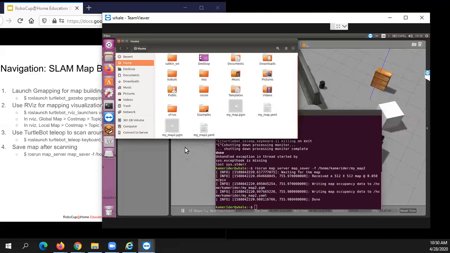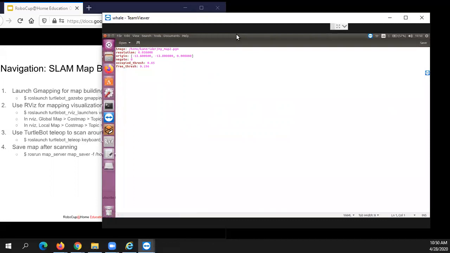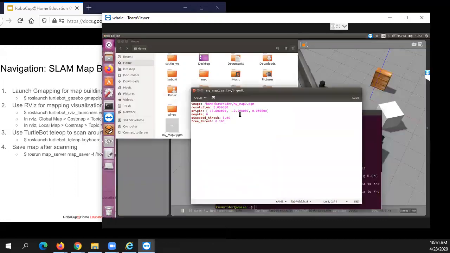And now this time I have this, and you can see the PGM and the YAML. So YAML is just metadata. The meta file tells us where the image file of your map is. Please don't forget the YAML and the PGM have to match exactly. You need the full path to your image, so in case you move to other places, you must update this PGM path.